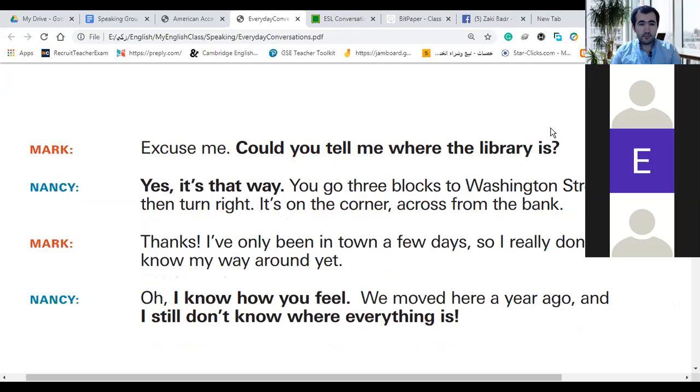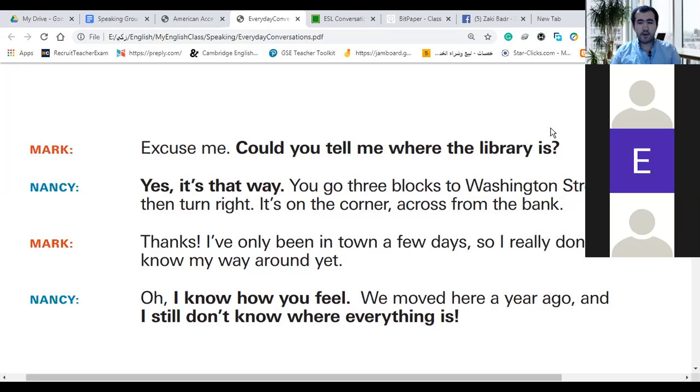Yes, it is that way. You go three blocks to Washington Street, then turn right. It's on the corner across from the bank. Thanks. I've only been in town a few days, so I really don't know my way around yet. Oh, I know how you feel. We moved here a year ago, and I still don't know where everything is.